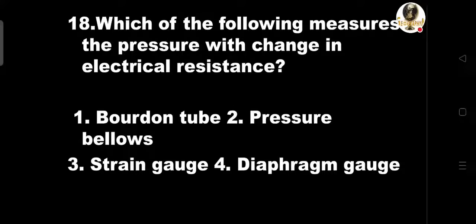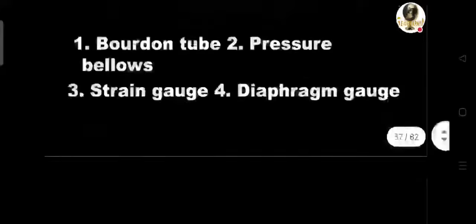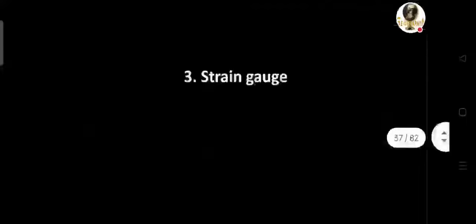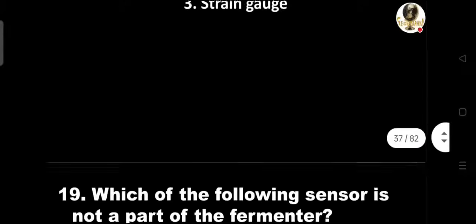Very interesting question. Now I explain this question, listen carefully. The strain gauge measures the pressure with the change in electrical resistance. When the wire is subject to strain, it results in a change in electrical resistance which can be measured. So the strain gauge is the correct answer. And next, another question, number 19.